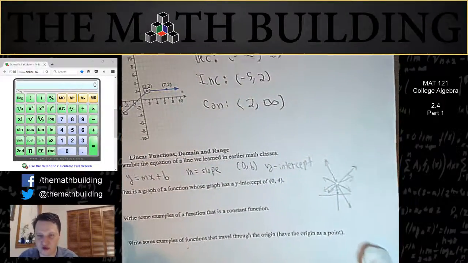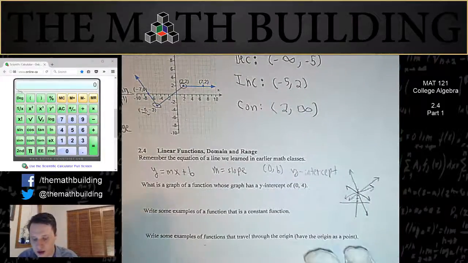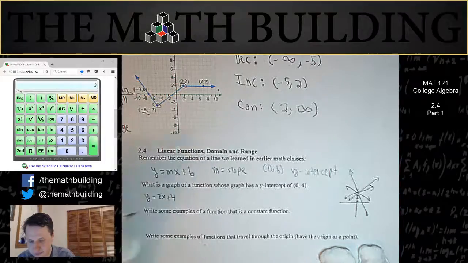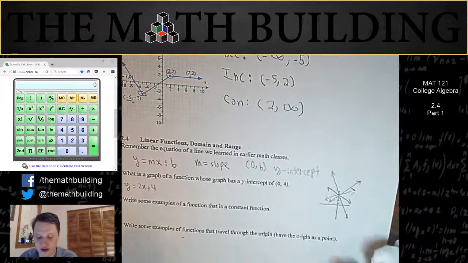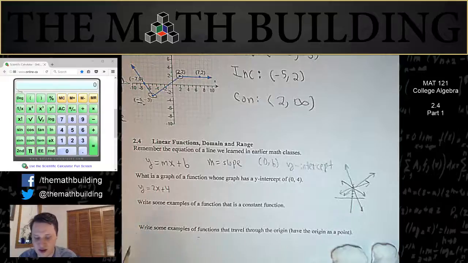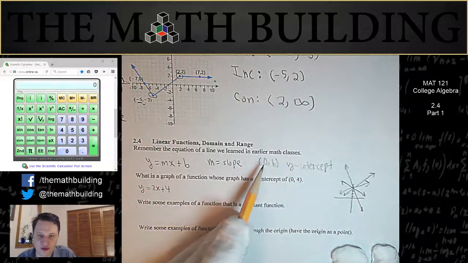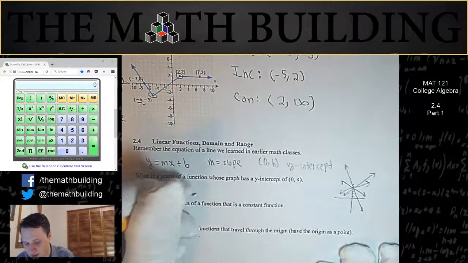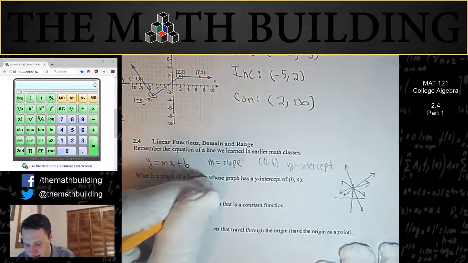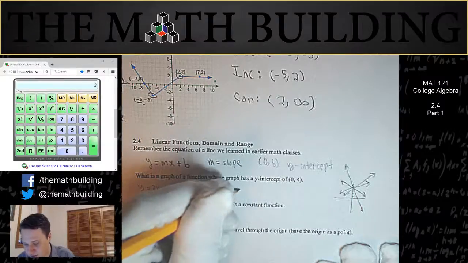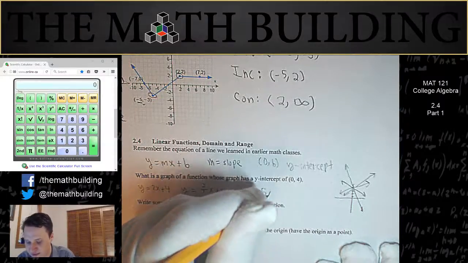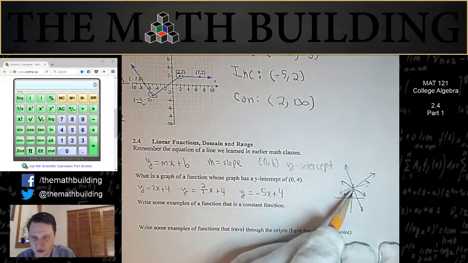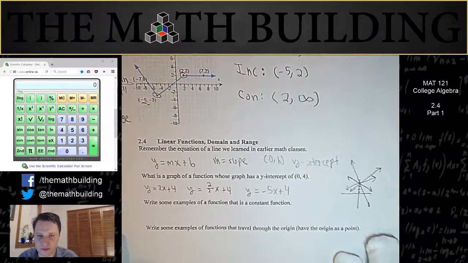So let's write a few of those equations down. One example would be y equals 2x plus 4. There's an example of a line. It really doesn't matter what our slope is, because as long as we're going through the y-intercept of (0, 4), and this number is a 4, any answer will work. So here's another one, y equals 2/3 x plus 4. And here's another one, y equals negative 5x plus 4. Slope doesn't matter as long as we're going through the point (0, 4).